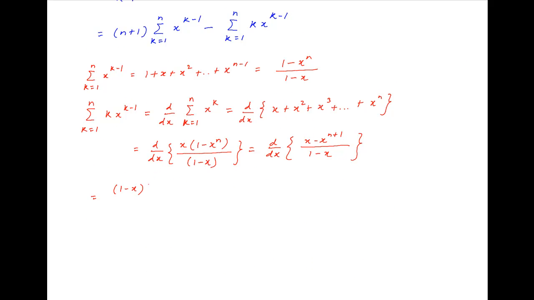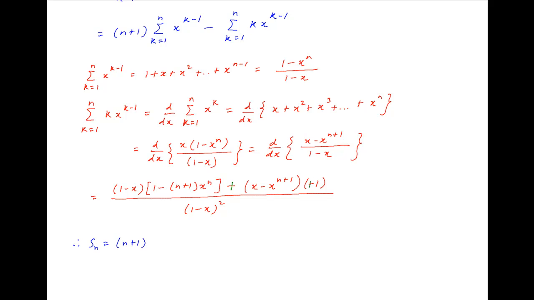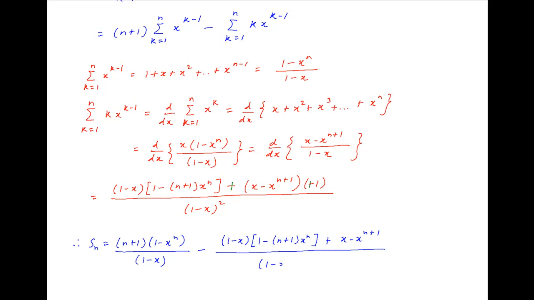This is equal to (1 − x) times the derivative of the numerator, which is 1 − (n + 1) times x raised to the power n, minus the numerator times the derivative of the denominator, which is −1, divided by (1 − x) whole square. Therefore, Sn is equal to (n + 1) times (1 − x raised to the power n) upon (1 − x) minus [(1 − x) times (1 − (n + 1) times x raised to the power n) + x − x raised to the power n + 1] upon (1 − x) whole square.